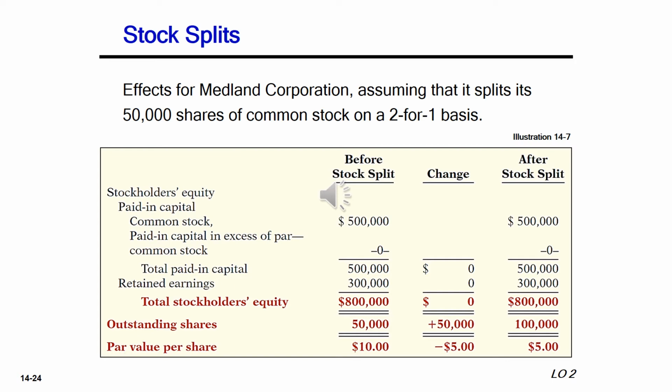So as you can see, the number of shares will double. The par value per share is going to be cut in half. So basically, nothing much is changing. Only those 2 factors. So if you look at the paid-in capital numbers, the common stock, the paid-in capital in excess of par for common stock, the total paid-in capital numbers, the retained earnings, the total stockholders' equity, nothing is changing. The only change is for the number of outstanding shares and the par value per share.